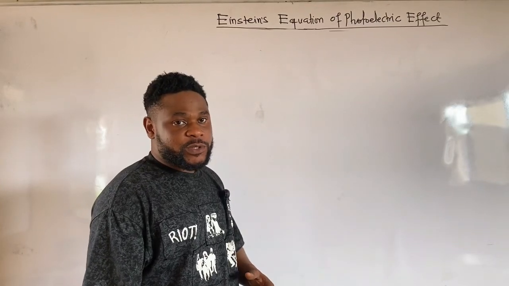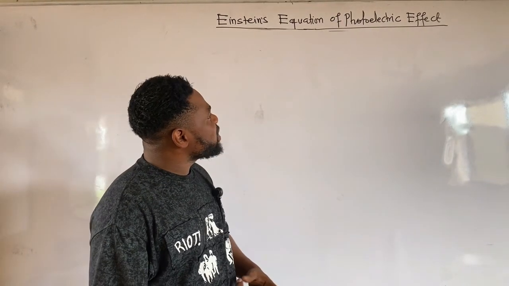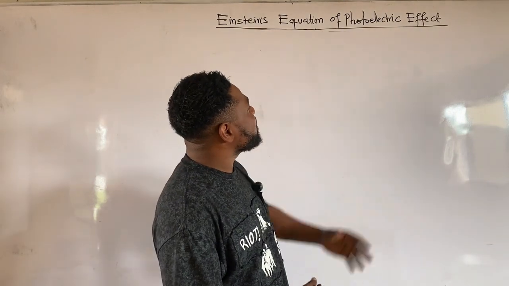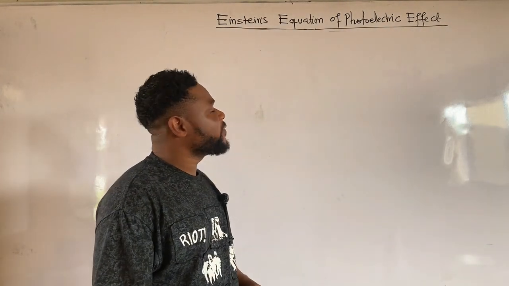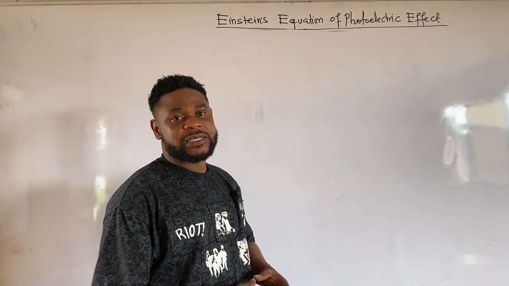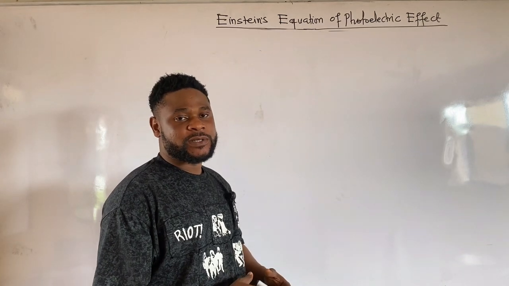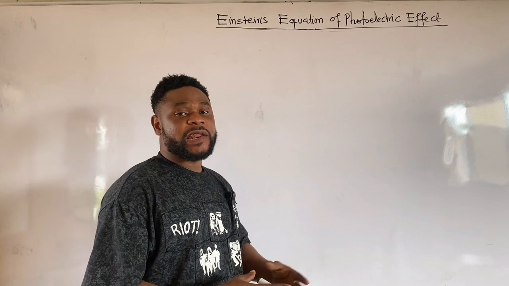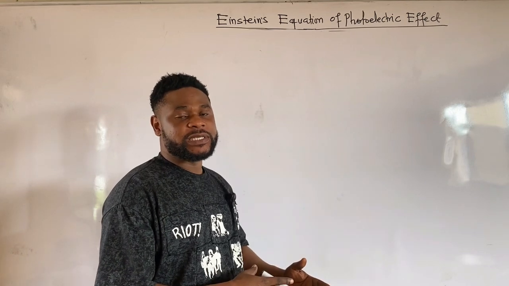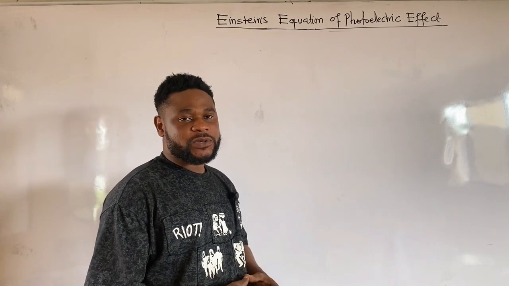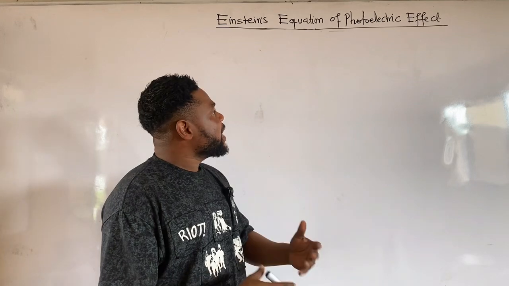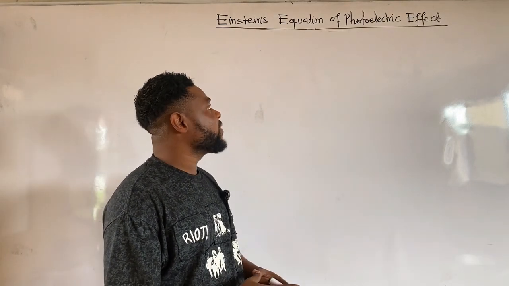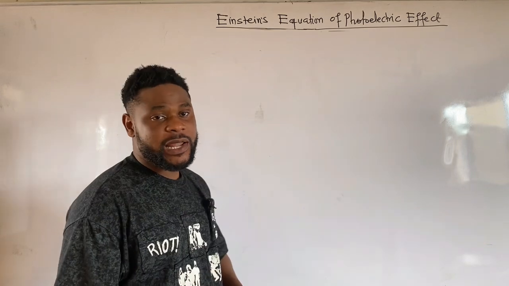Alright, today we want to look at Einstein's equation of photoelectric effect. First of all, let us look at the definition of photoelectric effect. Photoelectric effect is the emission of electrons from the surface of a metal when electromagnetic radiations of appropriate frequency or wavelength falls on the metal surface. The electrons that are emitted as a result of photoelectric effect are called photoelectrons.